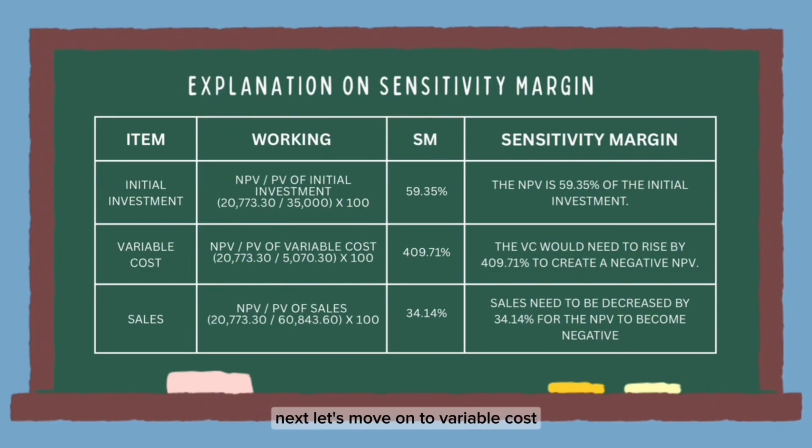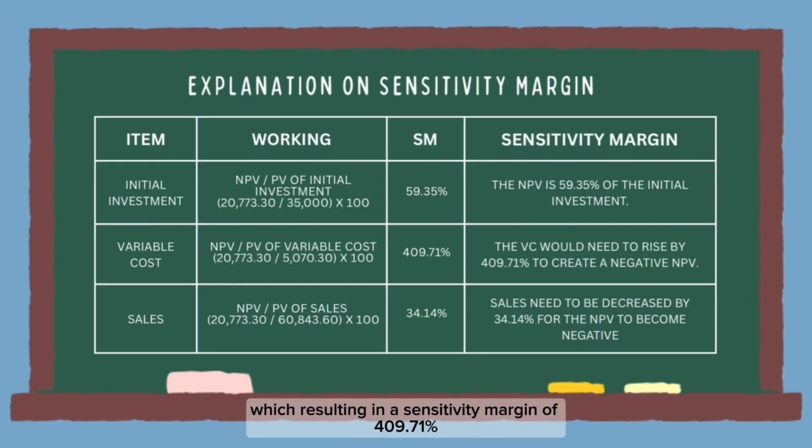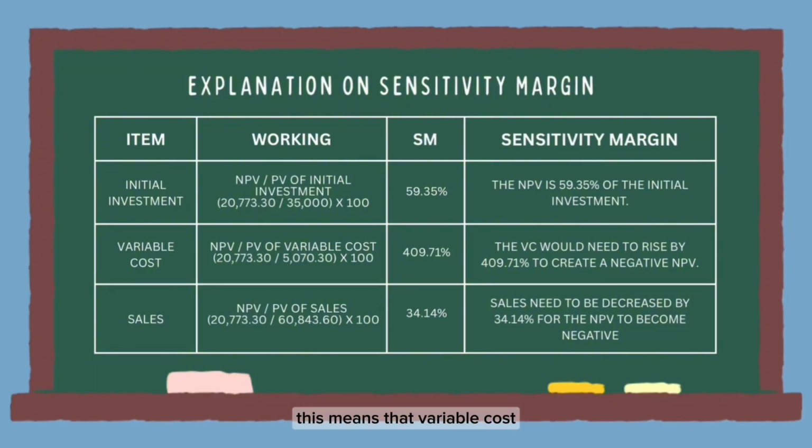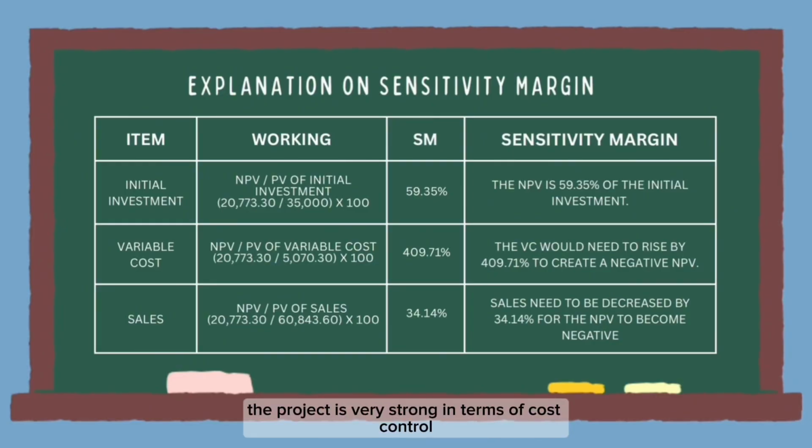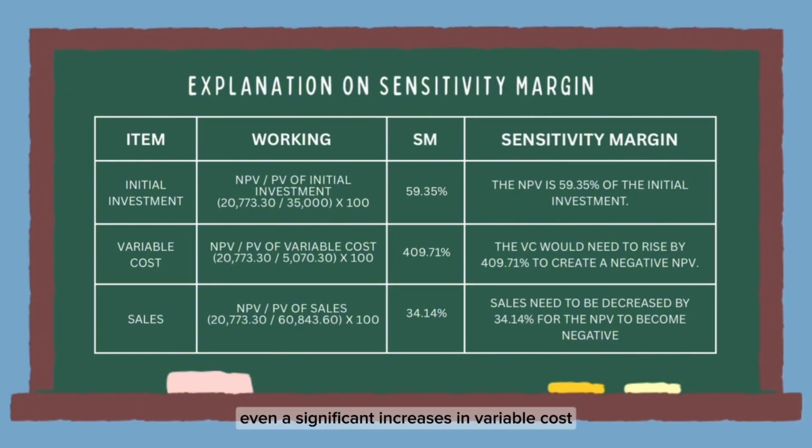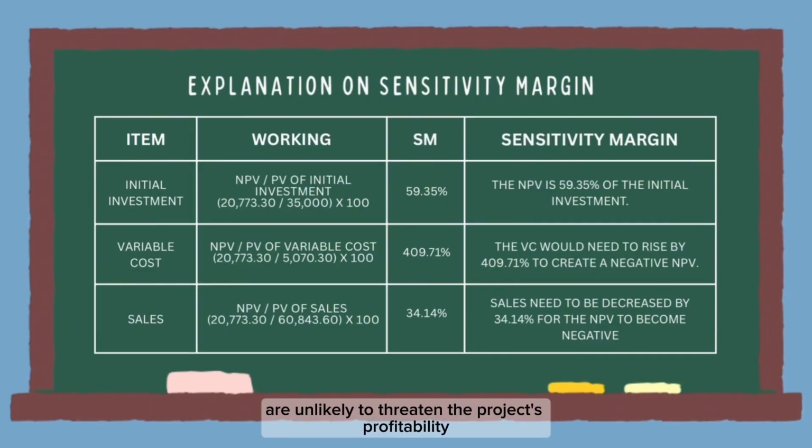Next, let's move on to variable costs. For variable costs, we take NPV divided by the present value of variable costs, which is 20,773.50 divided by 5,070.30, resulting in a sensitivity margin of 409.71%. This means that variable costs would need to increase by 409.71% before the NPV turns negative. I would say this tells us the project is very strong in terms of cost control and is least sensitive to variable cost changes. Even significant increases in variable costs are unlikely to threaten the project's profitability.